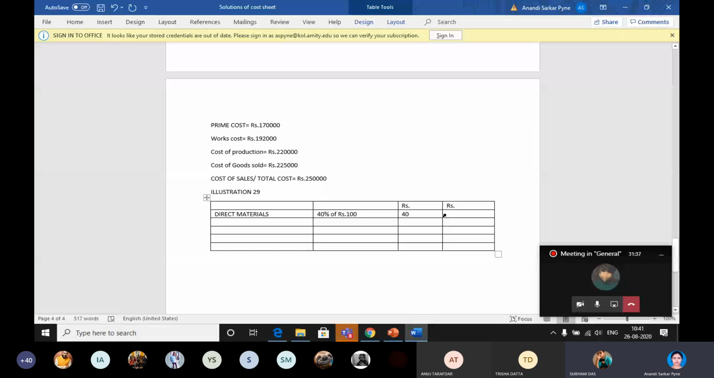And if it's revised, it is 40 into 115%. That is 46. Direct labor will be 30% of rupees 100. So that will be 30. And here it will be 33. It is 110%.